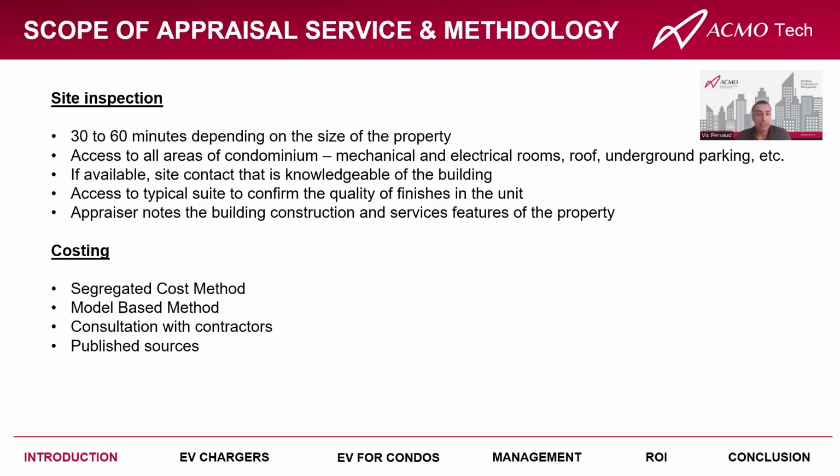During their inspection, they will note all of the building construction and services features to assist with the costing process. When it comes to the costing, they will use one of two methods, either the segregated cost method or the model-based method. The segregated cost method involves estimating the current unit cost of installed components, sections, or systems of the building structure under appraisal. The unit price includes cost of materials, labor, overhead, fees, and profits required to replace the building components new as of the date of the appraisal.